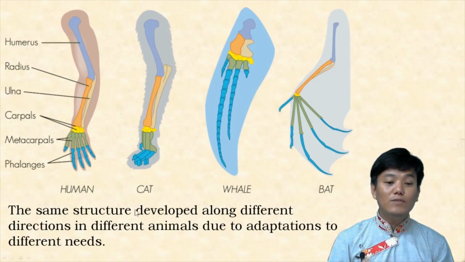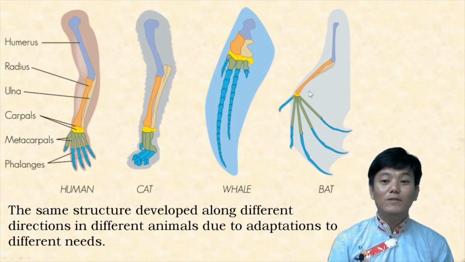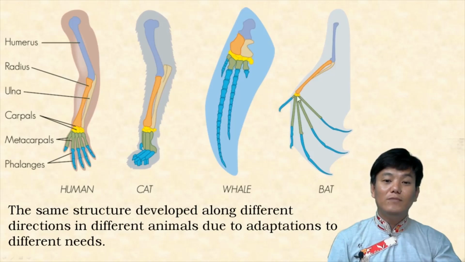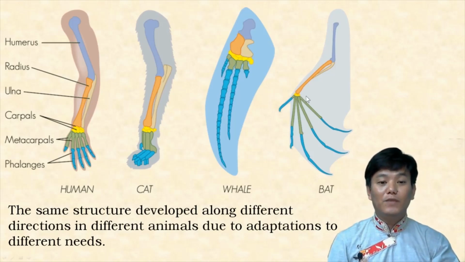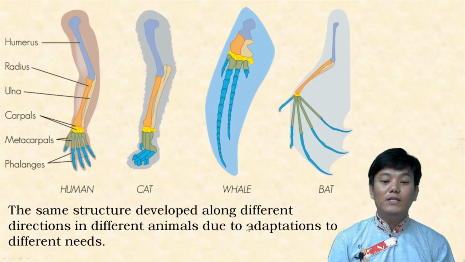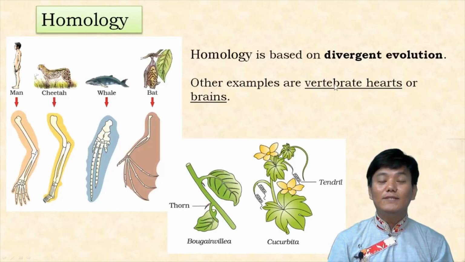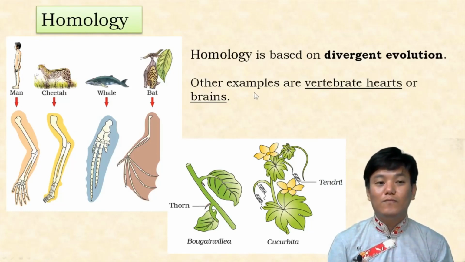Now the same structure developed along different directions in different animals due to adaptations to different needs. We say that these homologous structures show common ancestry. So all these animals had a common ancestor with the forelimb. But since they live in different environments and need to adapt to them, their structure developed along different directions. This is called divergent evolution. So homology is based on divergent evolution, right?